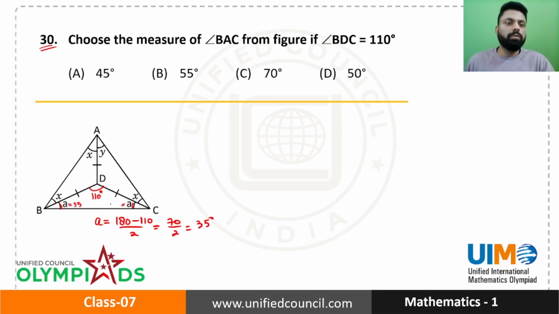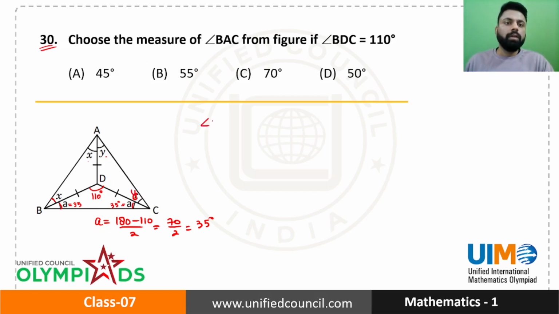A is equal to 35. Now, if A is equal to 35, then x plus x and x plus y. If this is equal to x, this is also x, this is equal to y, so this angle will be equal to y.